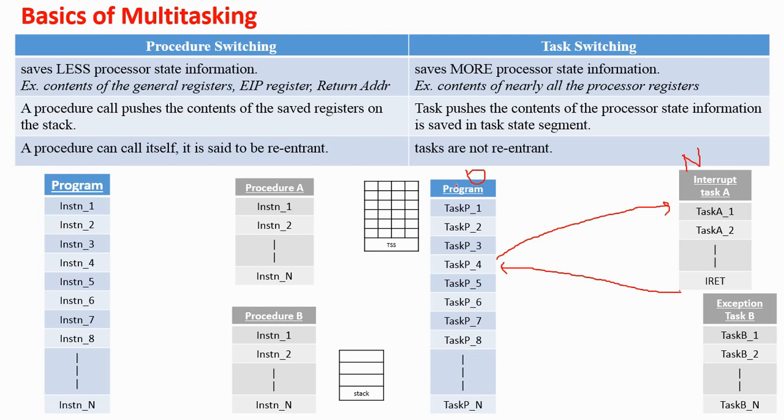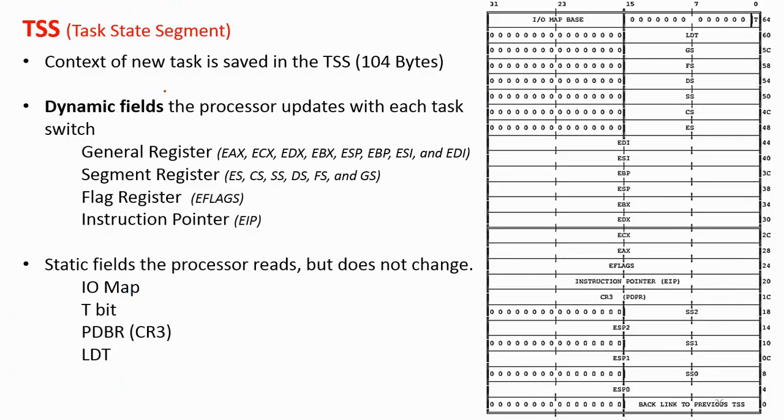The context related to the old task is saved onto the TSS. When switching happens, the context, meaning the processor state information, will be saved onto the old TSS. In the same way, the context related to the new task will be saved onto another TSS, the new TSS. So we will require two TSSs in order to save the processor information related to the tasks. Whenever switching happens, tasks require a TSS, a task state segment.